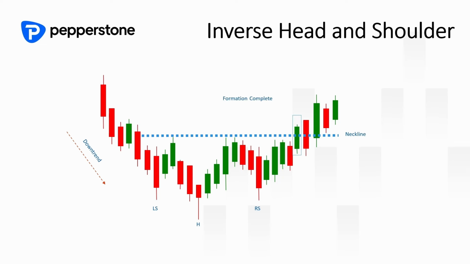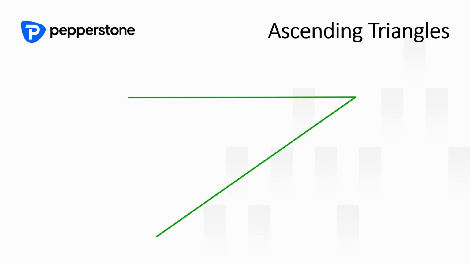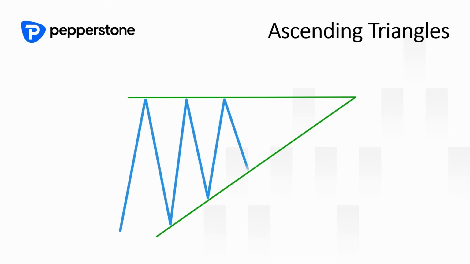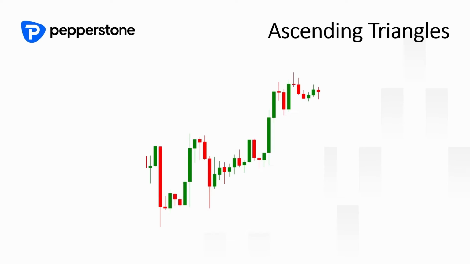The next of the patterns that we're going to look at are ascending triangles. Ascending triangles form when we see a series of higher troughs and equal peaks in the market. We can see here that the troughs are getting higher, but the peaks are equal with that top base. Once price breaks through that base, you can see that we've got the breakout and a buy position can be placed. In the real market, it looks something like this.